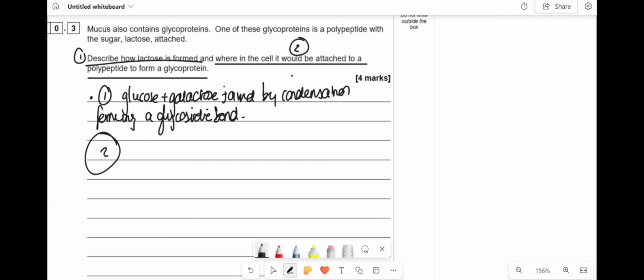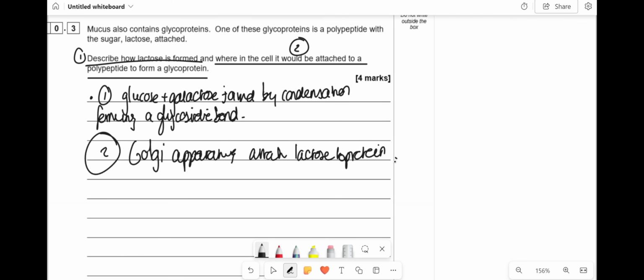So then it says, explain how lactose is attached to a polypeptide. The only thing that attaches things to polypeptides, proteins, is the Golgi apparatus. So the Golgi apparatus attaches lactose to a protein. That is literally it. What else can you say?